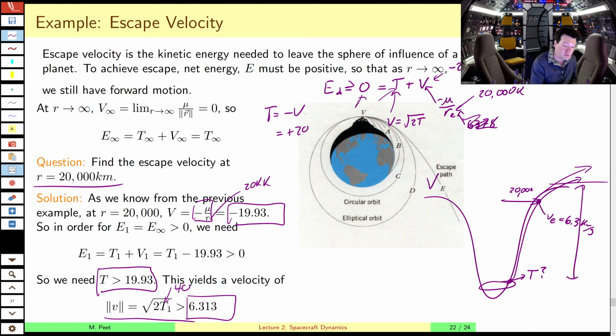Notice we don't need to know what direction this velocity is. It could be any direction. Again, we don't have that kind of information yet because we only have this one invariant that we're working with, which is energy. But the magnitude is enough to calculate some interesting things. Maybe not everything that we're interested in, but some interesting things.